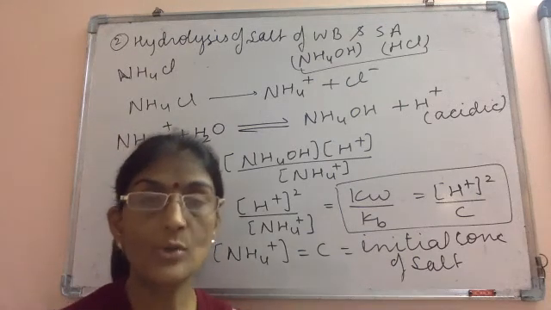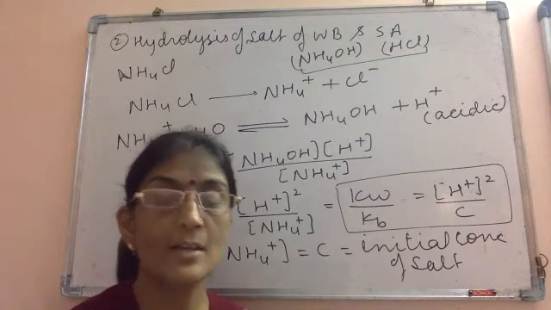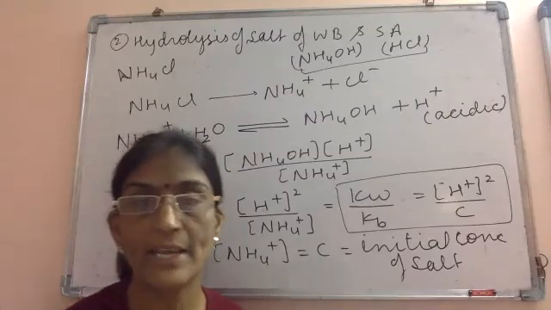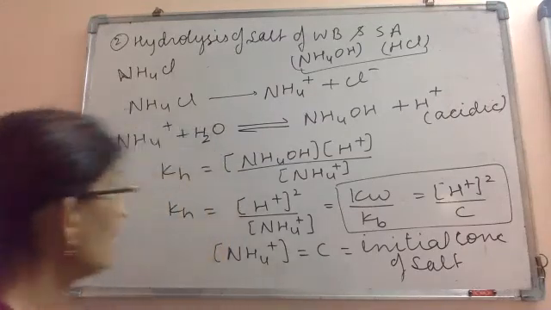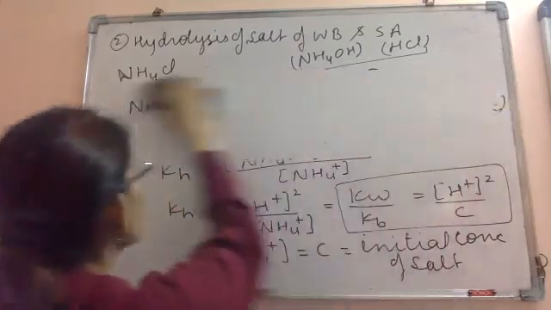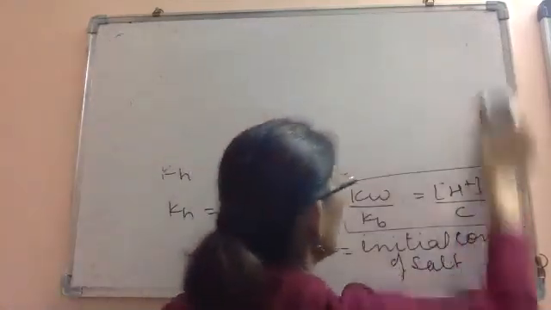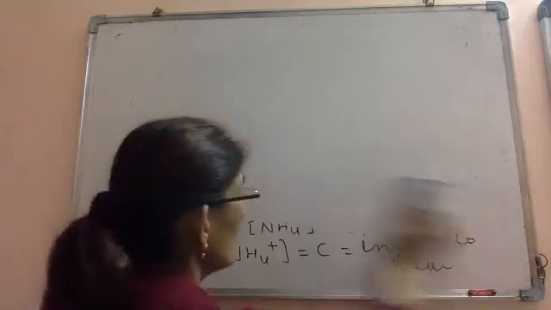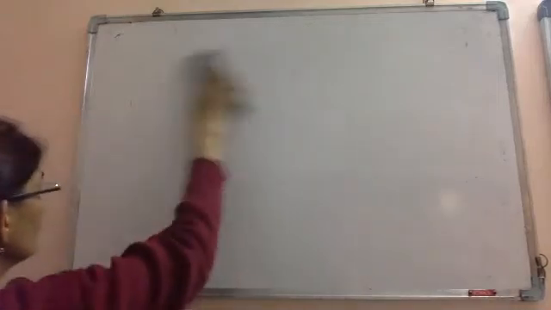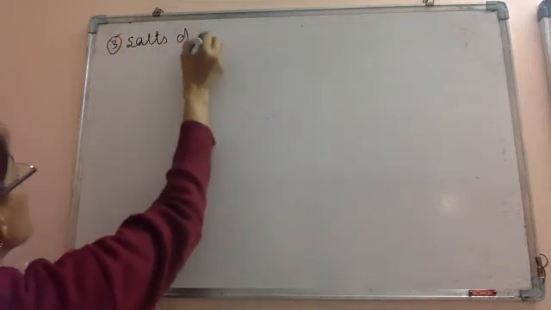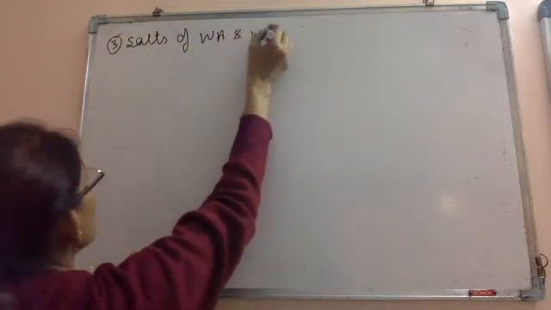So all the salts of strong acid and weak bases are always acidic in nature because they give H plus ions. Now we are talking about third type of salts. Salts of weak acid and weak base. Third, salts of weak acid and weak base.